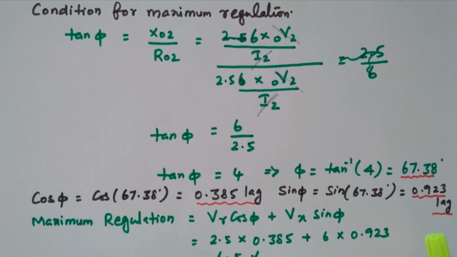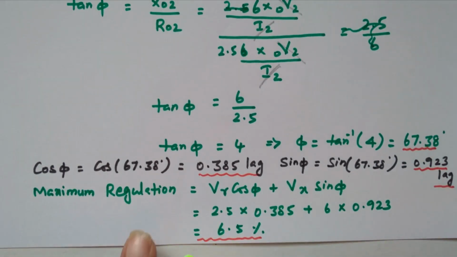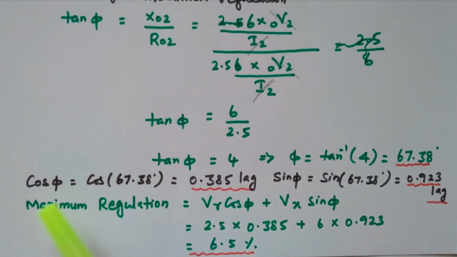From that we can calculate the power factor. Phi value is 67.38, so cos phi equal to cos 67.38, that is nothing but 0.385 lagging. So for the first question, the power factor for lagging is 0.385. This is the condition for maximum regulation, and at this condition we got the power factor as 0.385. Next we need to find the maximum regulation also.